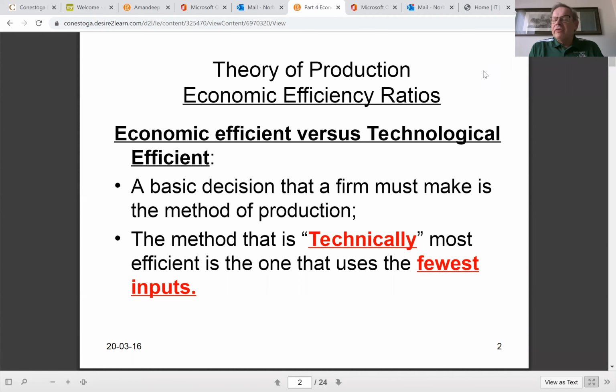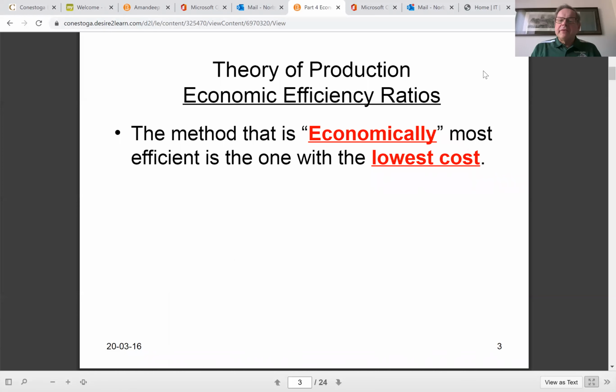The basic decision that every firm must make is the method of production. The method that is technically efficient is the one that uses the fewest inputs. So the fewest machines and the likes and the fewest people and things like that. The method that is economically efficient is the method that comes in at the lowest cost. So every firm has to decide on which method they want to use.